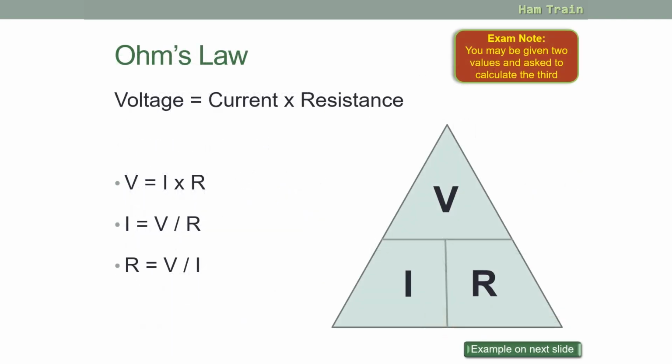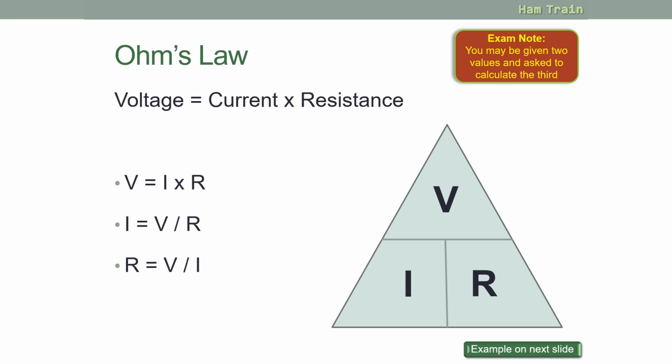Which takes us to our second formula. This is called Ohm's Law. It's a very famous law. Voltage equals the current times the resistance. Again, a nice easy way of remembering this is our triangle: V, I, R. So you can see the voltage equals the current times the resistance.